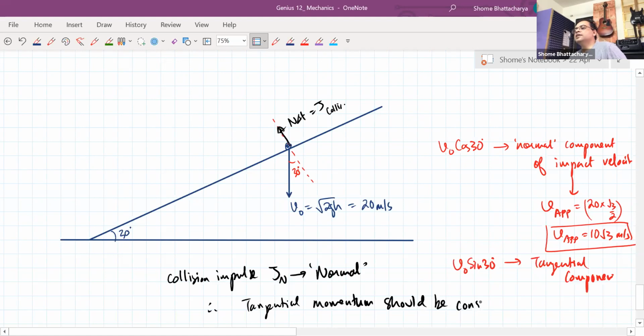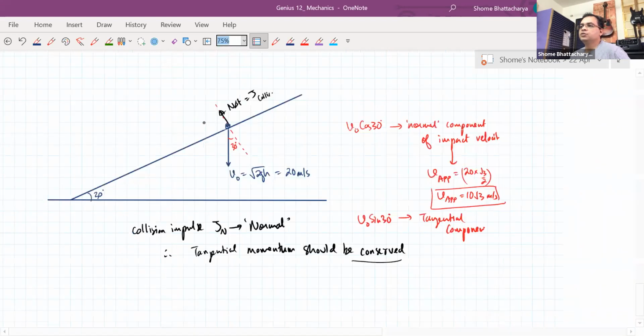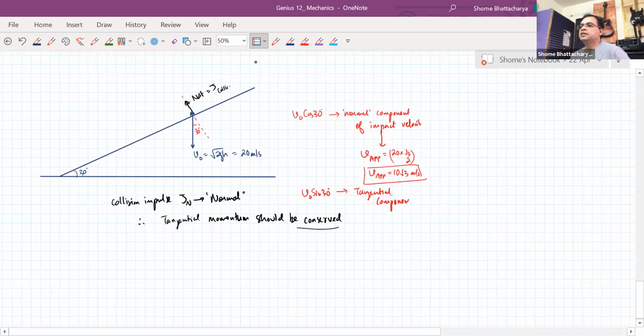Now you might ask, how is it possible to conserve momentum, because gravity is continuously acting? But here, again, the time of impact is very short. So the collision impulse is very large compared to the gravitational impulse for that time delta t. That delta t is a very short collision time, so during that time, the impulse due to gravity is negligible.